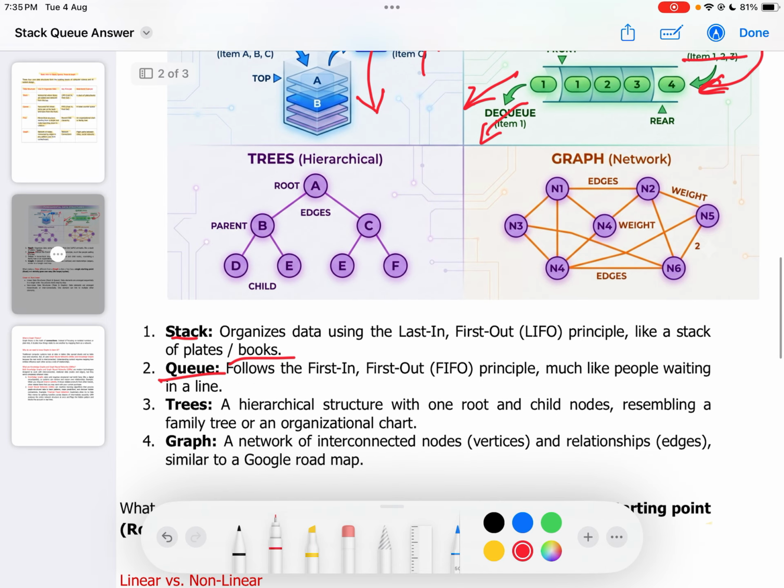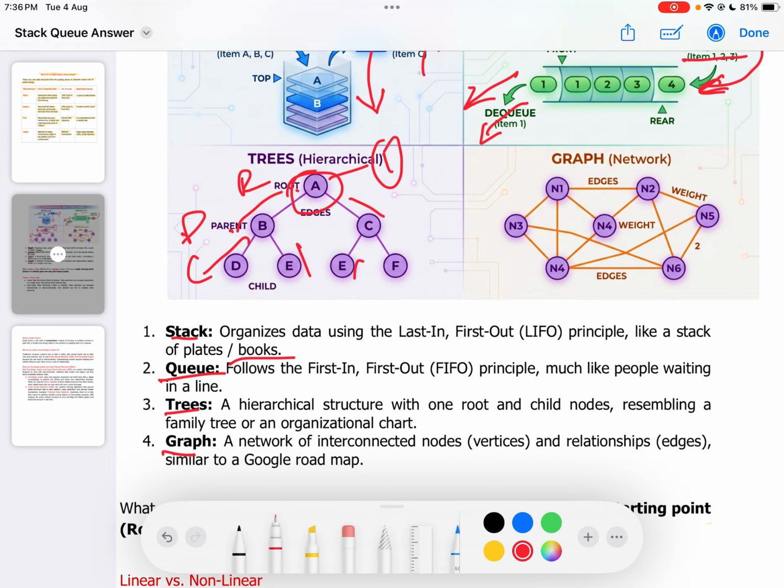Third is tree. Tree is where there is one root node and there are children. Okay, this is a parent, and then it comes root, parent and child. Root, parent, child. So one root is there, only one. Okay. Fourth one is graph.